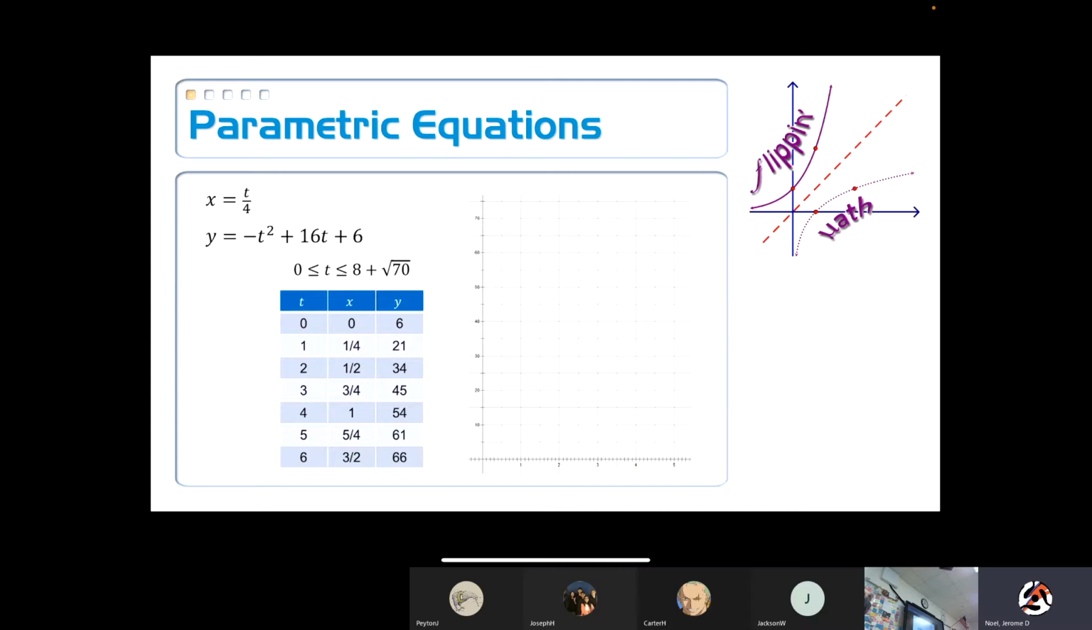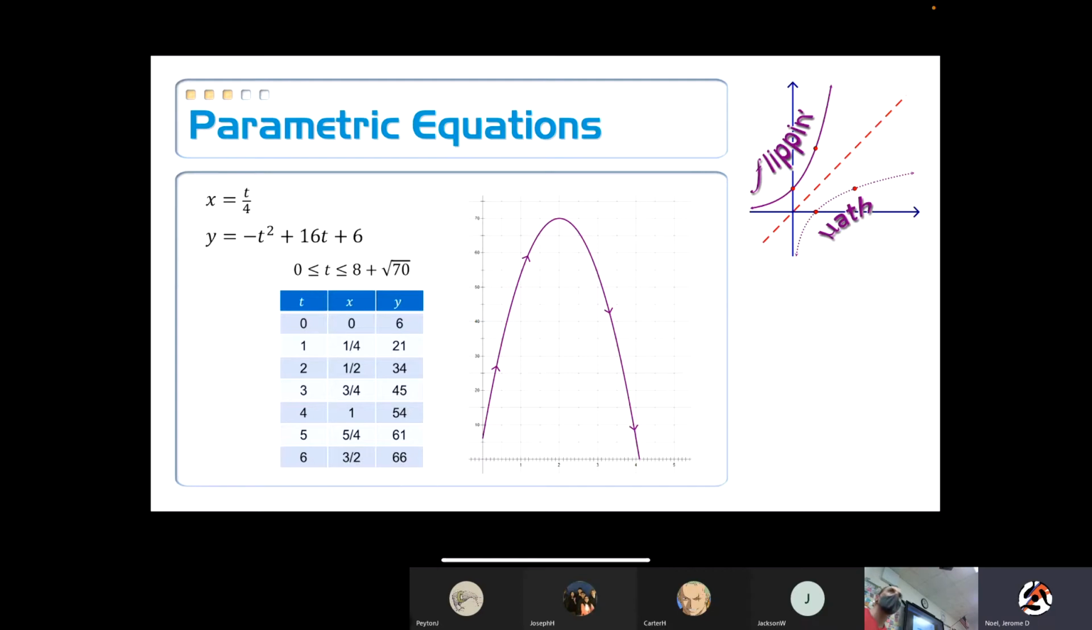Probably not. Sometimes what you have to do is put this into your calculator because it has a parametric mode, but you may have to do 1 or 2 points so you can see what direction it goes, because that's one of the things that we want to know. As this t parameter goes from 0 up to 8 plus the square root of 70, what direction is that particle moving along that curve? So it would look like this. It looks just like the other parabola that we had before with the addition of an orientation. That orientation is marked with those little arrows that are right there.